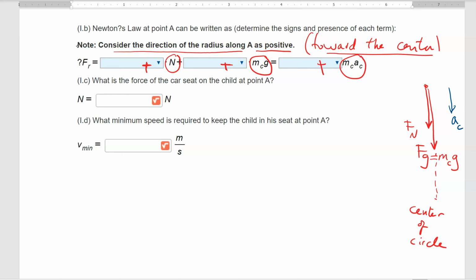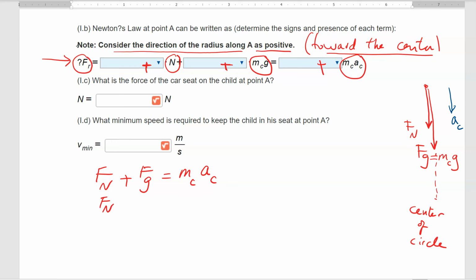So I'm going to rewrite this equation here for all the radial forces. So here is Fn plus Fg equals, according to Newton's law, the mass, which is the mass of the child, times the acceleration, which in this case is the centripetal acceleration, because the roller coaster is going around in a circle.